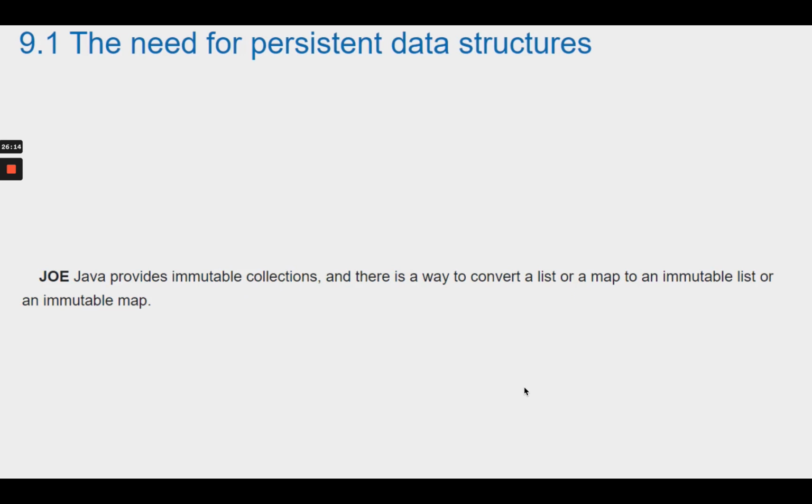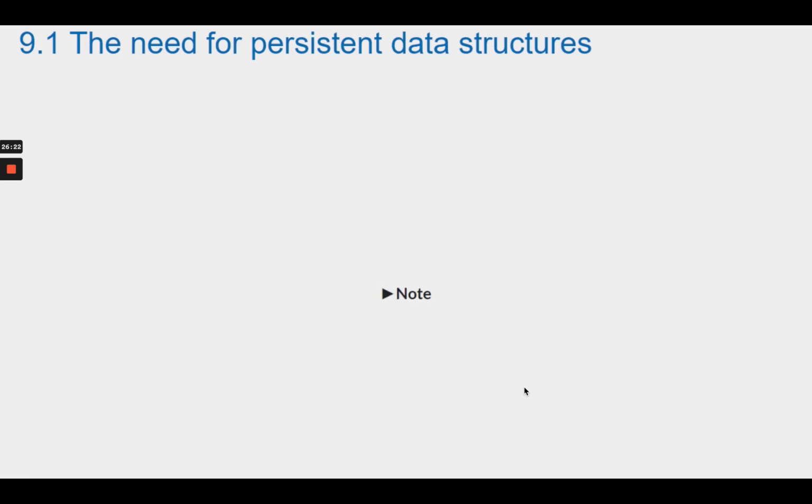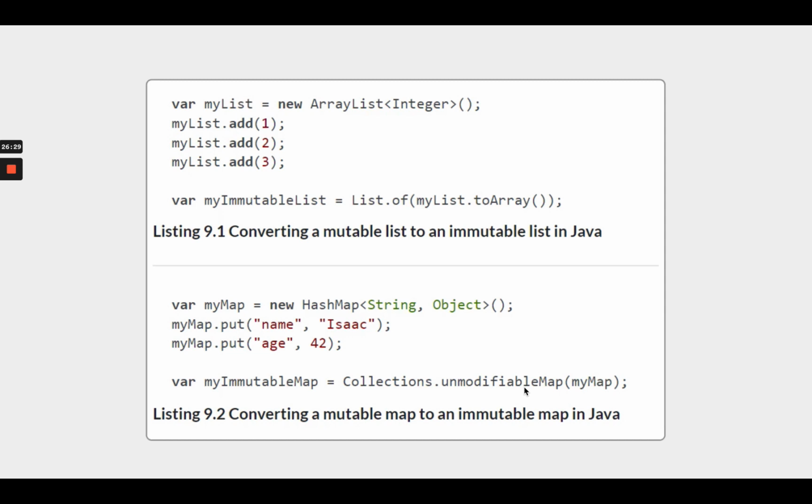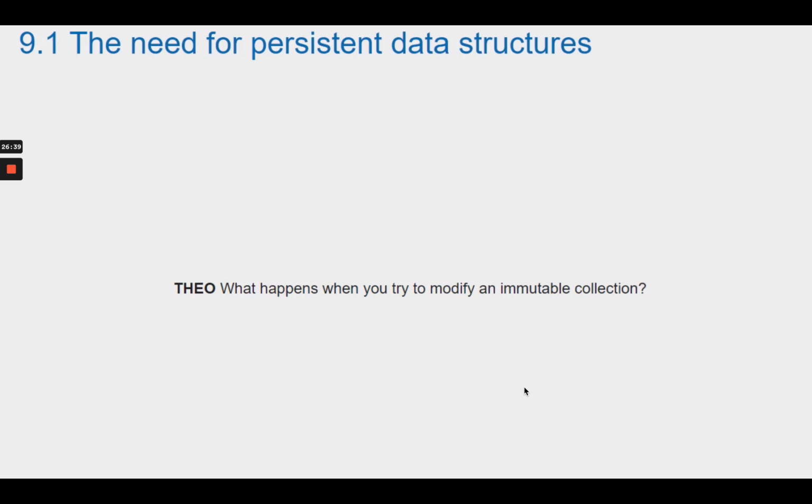Joe, Java provides immutable collections, and there is a way to convert a list or a map to an immutable list or an immutable map. Note: immutable collections are not the same as persistent data structures. Joe opens his laptop and fires it up. He brings up two code examples, one for immutable lists and one for immutable maps. Theo, what happens when you try to modify an immutable collection? Joe, Java throws an unsupported operation exception.